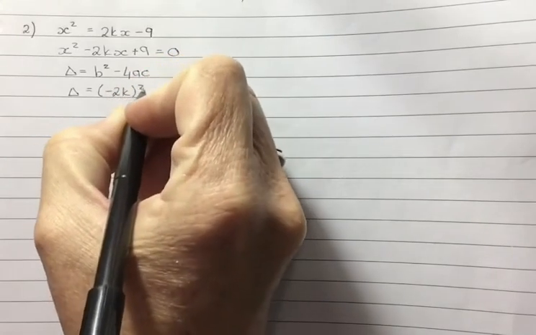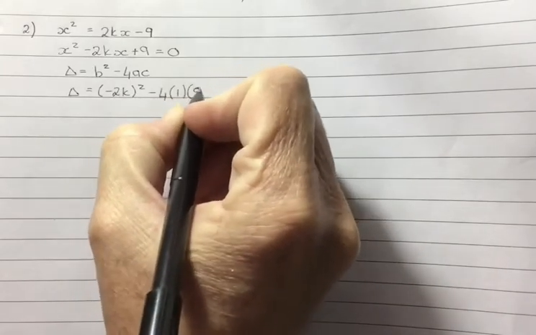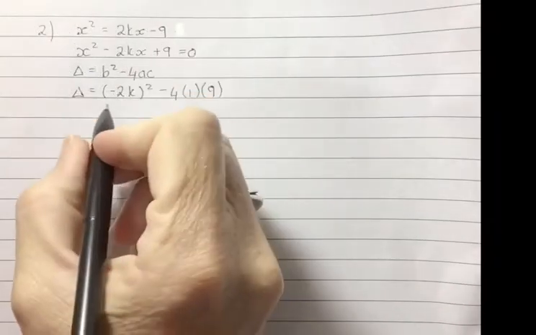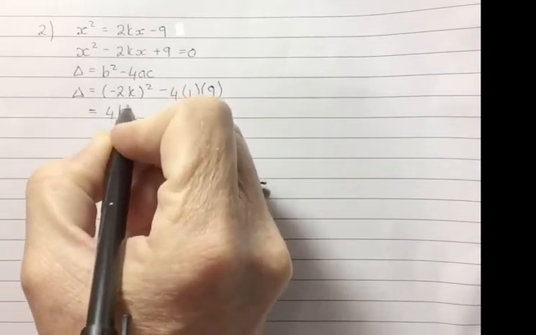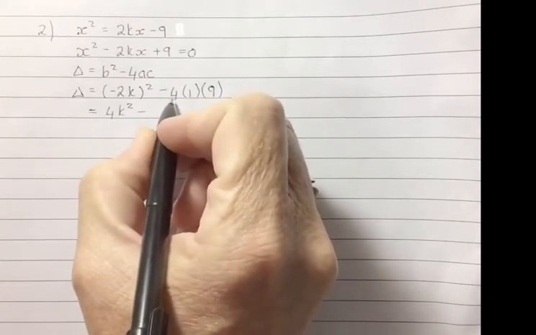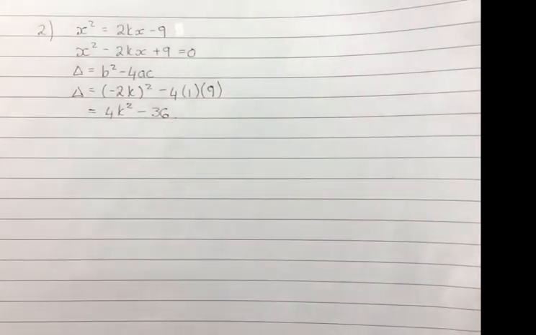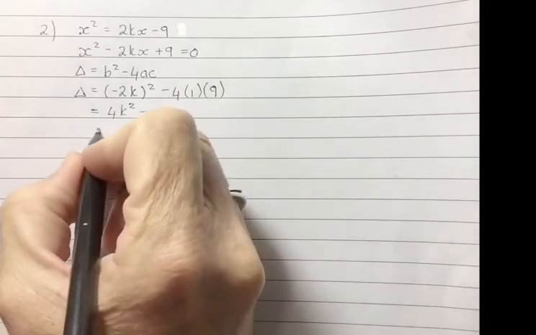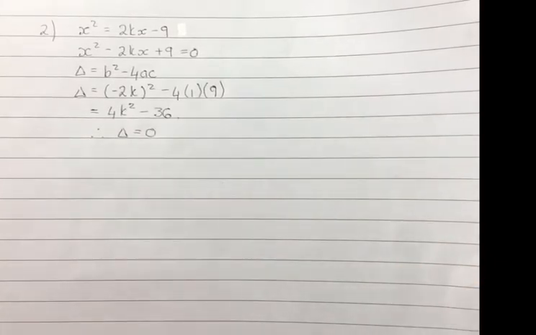Negative 2k squared minus 4 times 1 times 9. Squaring the negative 2k, we get 4k squared. And then negative 4 times 9 will give me negative 36. But they tell me that the roots are equal. So therefore, delta must be equal to 0.